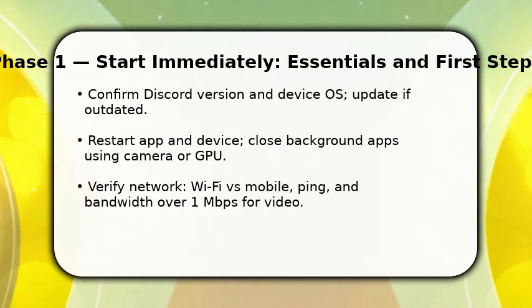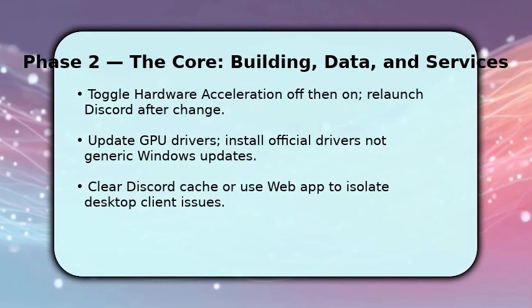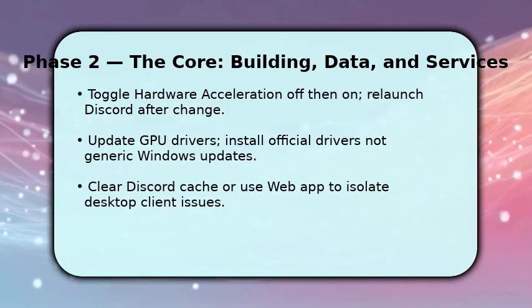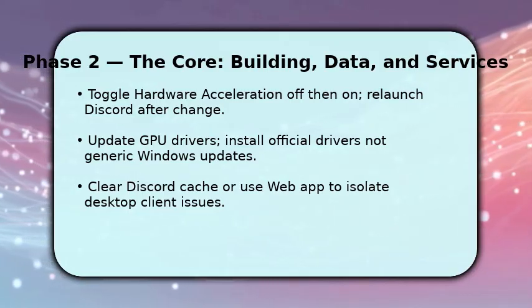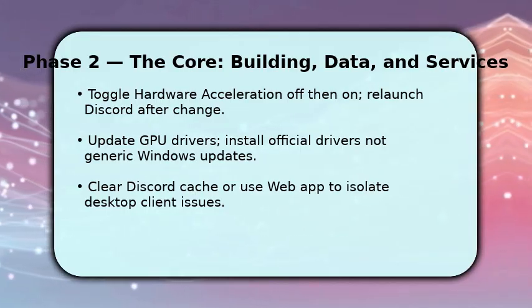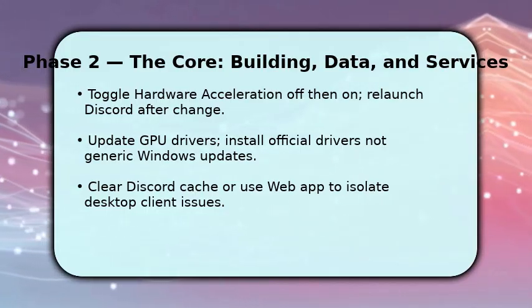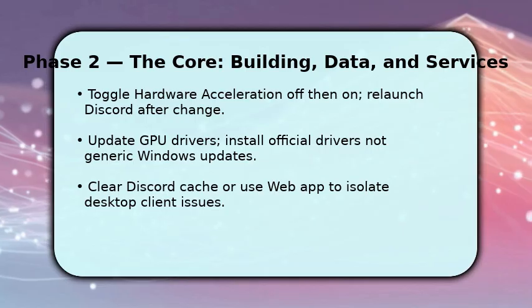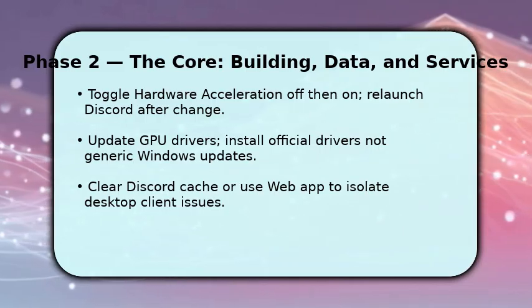Now move to app-level settings. You should inspect Discord settings now. Toggle hardware acceleration off, apply, then relaunch. If that fails, toggle it on again and relaunch to force codec reinitialization. While waiting, update GPU drivers from the vendor site, because driver bugs often break video decoding.